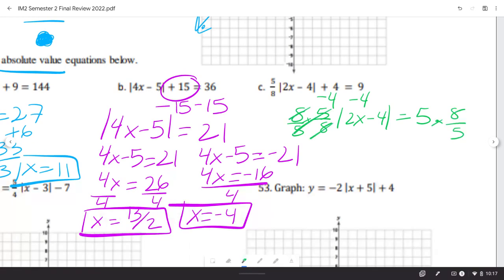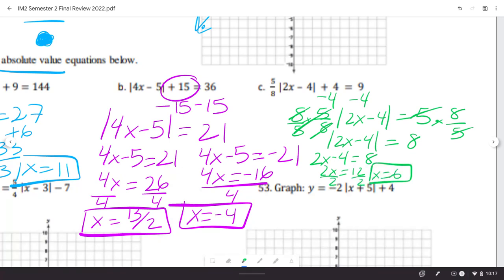Over here, they cancel out. You get 2x minus 4. And then these end up canceling out, actually, and you just get 8. But we have to come up with our two equations. So 2x minus 4 equals 8. I add 4. I get 2x equals 12. I divide by 2. I get x equals 6 is one of my answers.